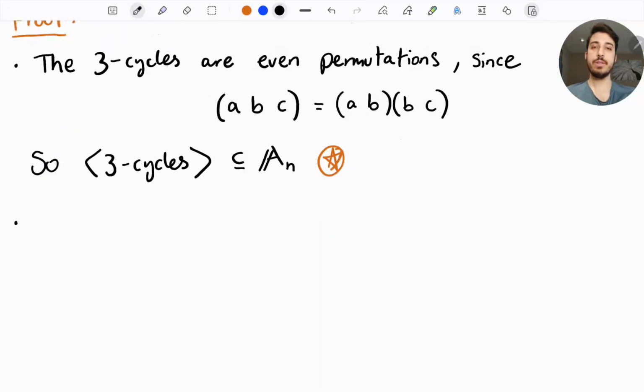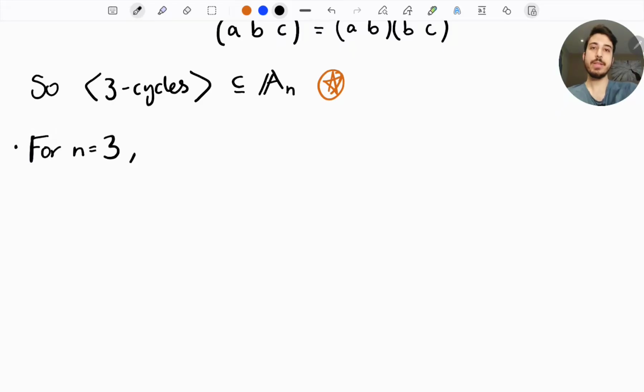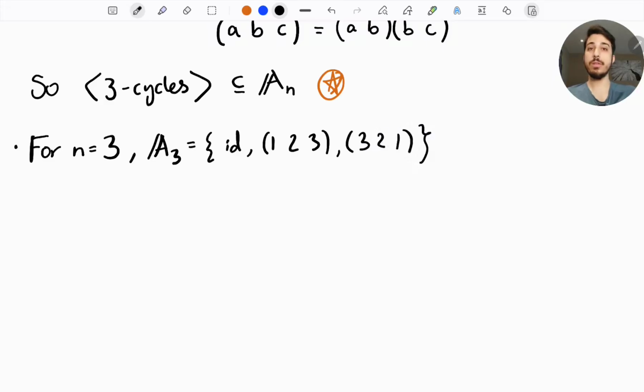For the reverse direction, we will first consider the trivial case where n is equal to 3. So if we have three elements in our set, we consider the permutations on these three elements. What do we get? For n equals 3, we will just be listing A3. So A3 contains the elements: the identity, let me just write ID for identity, (1 2 3), and the inverse, (3 2 1). And these are all the even permutations. There are no others. And this definitely contains all of the three cycles, so I can just say it is the subgroup generated by the three cycles. So that's clear. I just listed them explicitly.